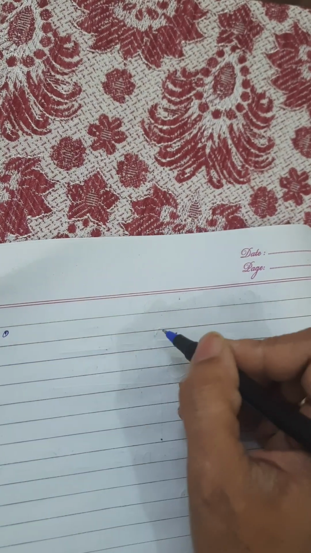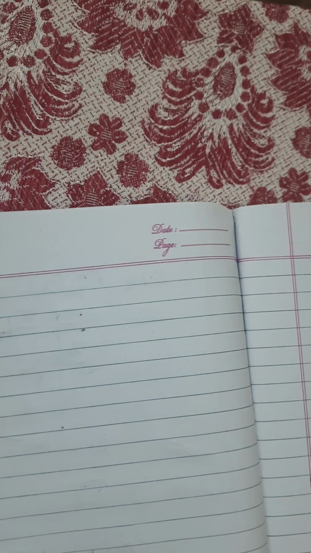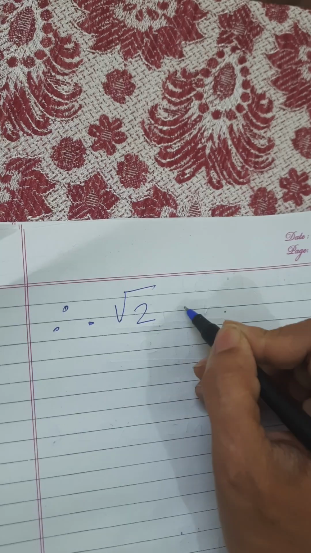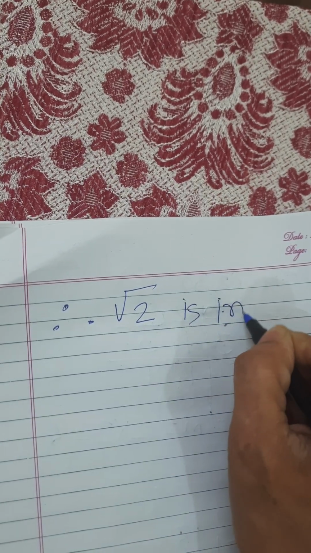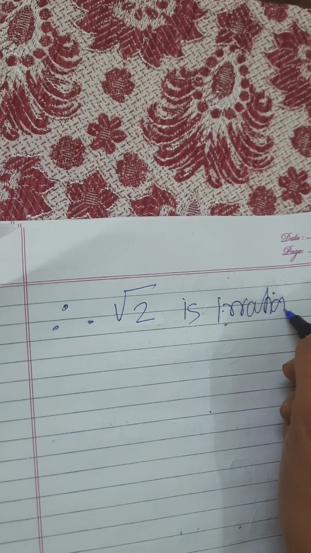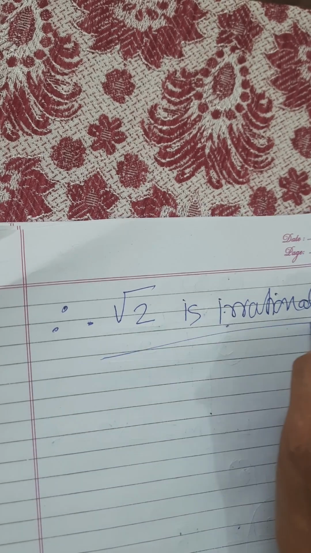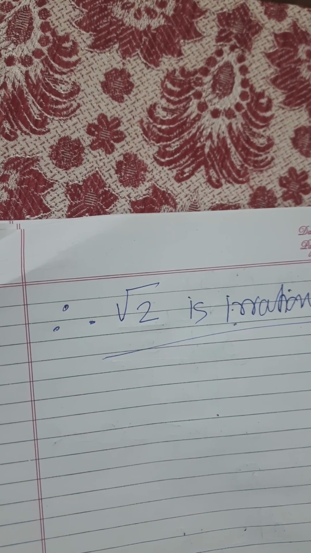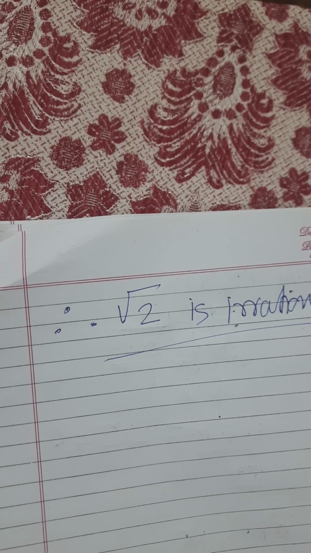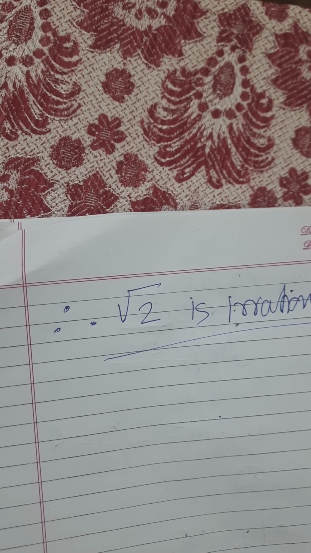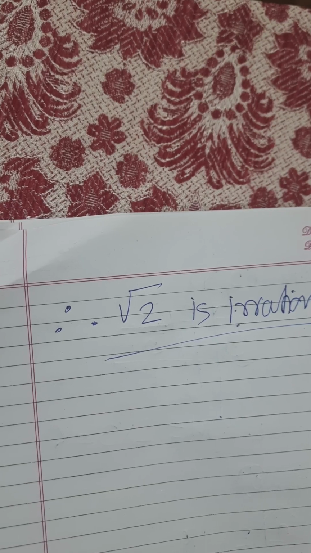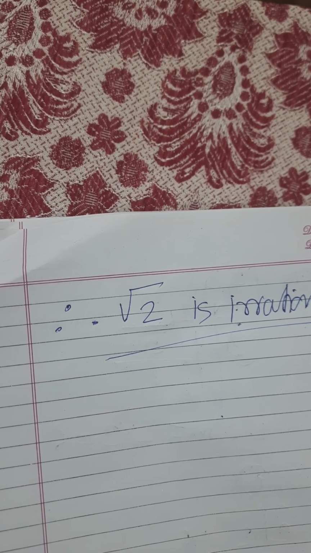Therefore root 2 is an irrational number. Why is it irrational? Let's go through it again. Because our assumption that root 2 is a rational number is proved false, because we said a and b have only 1 as a common factor, but it turned out they have 2 as a common factor.